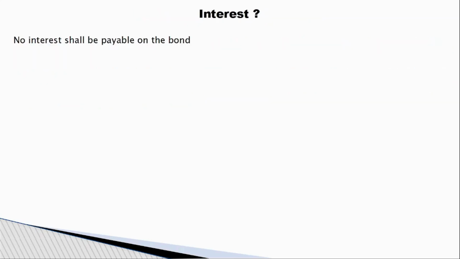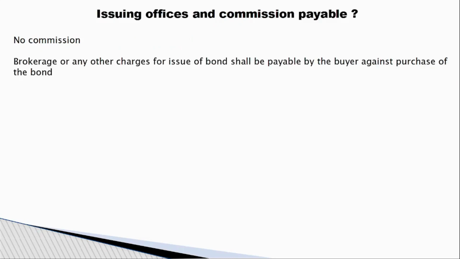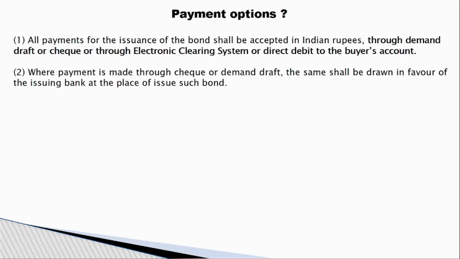So what about interest? If I buy a bond, will I get any interest? No, no interest will be paid on these bonds. Issuing office commission: in some mutual funds or insurance, agents will get a commission. But if you buy an electoral bond, there won't be any brokerage or charges, and no commission will be paid to any third party. Payment option: yes, you can give a demand draft or cheque or electronic clearing system. With that you can buy a bond.